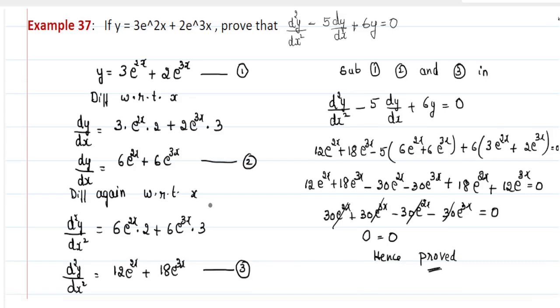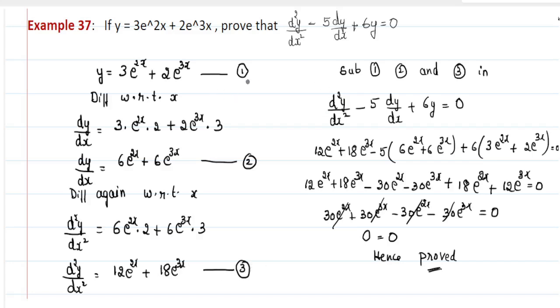Now we'll differentiate again with respect to x. Upon differentiating this equation, we get d square y by dx square equal to differentiation of 6 into e raised to 2x. 6 is a constant. Differentiation of e raised to 2x is e raised to 2x into differentiation of 2x is 2 plus differentiation of 6 into e raised to 3x. 6 is a constant. Differentiation of e to the power of 3x is e raised to 3x itself. Differentiation of 3x is 3. Next step, we are multiplying this. 6 into 2, we get 12. 12 e raised to 2x plus 6 into 3 is 18. 18 e raised to 3x. Let us name this equation as equation number 3.